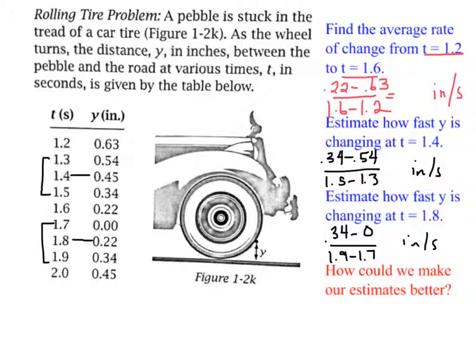Now, how would we make these estimates better? We'd need a smaller interval. Again, all we're doing right now is finding the average rate of change. The smaller the interval, the closer it gets to being an instantaneous, but it's not instantaneous. It is an average. Okay, let's do one more problem.